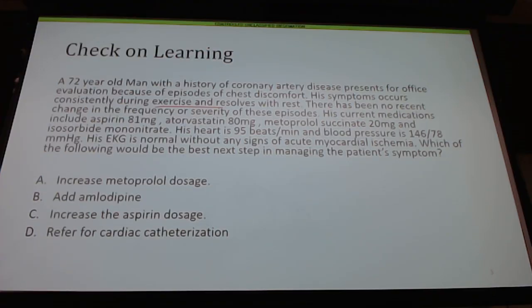His current medications include aspirin 81, atorvastatin 80, metoprolol succinate 20, isosorbide mononitrate. His heart rate is 95 beats per minute, and his blood pressure is 146/78. His EKG is normal without any signs of acute myocardial ischemia. Which of the following would be the best next step in managing this patient's symptoms? What are your thoughts?